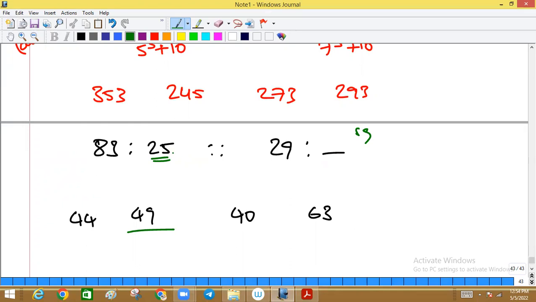So here 25, how did you get this square? Here 8 is there. So obviously 8 minus 3, then followed by square. In the same way here also 2 minus 9, then followed by square. 49 is the answer. Okay, yes. So the next question.